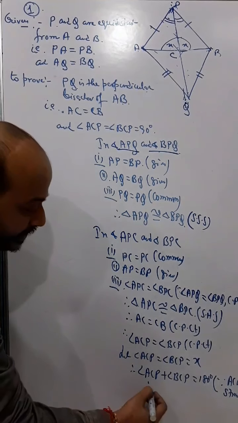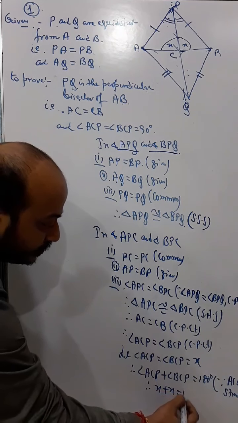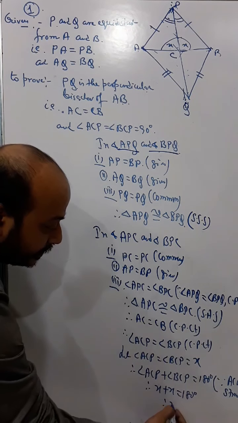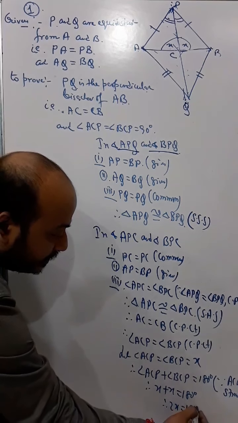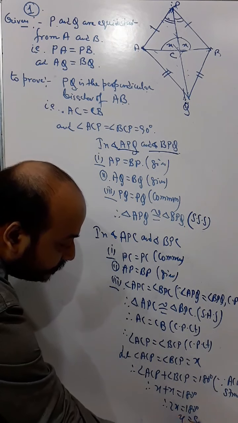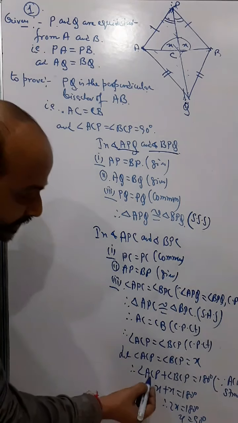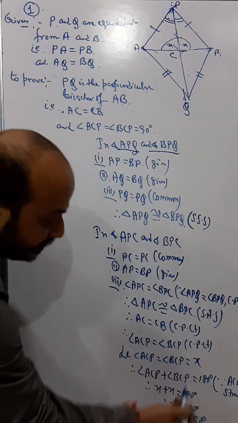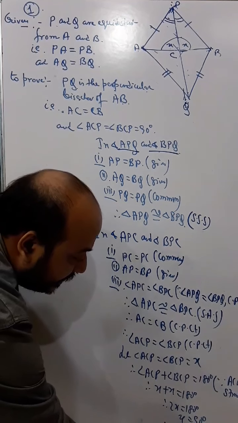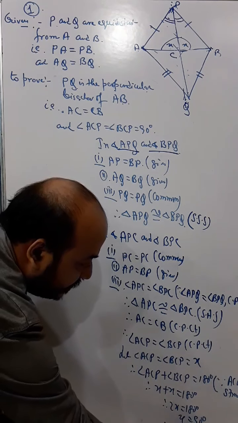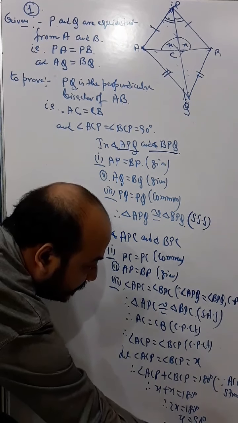And now we can say therefore X plus X equals 180. Therefore 2X equals 180 and X is equal to 90 degrees. And since X equals 90, now I can say angle ACP equals angle BCP equals 90 degrees.